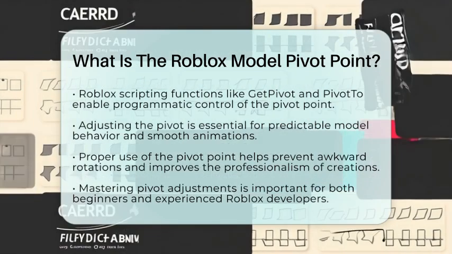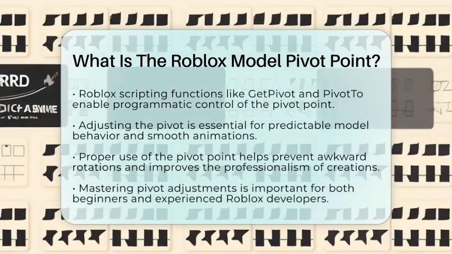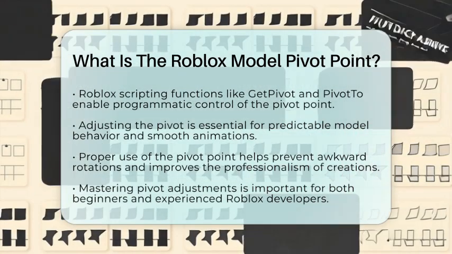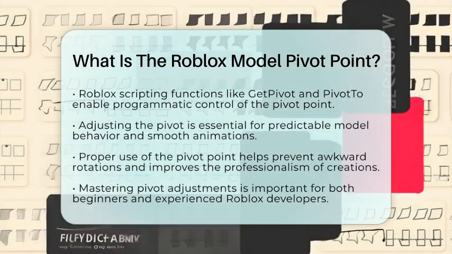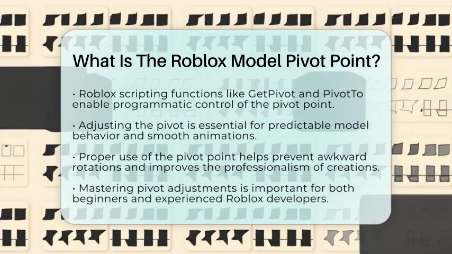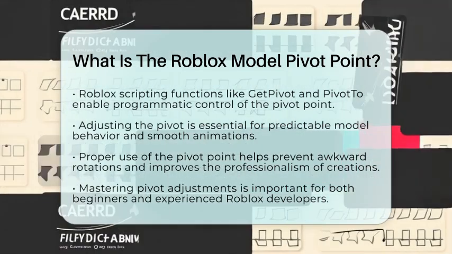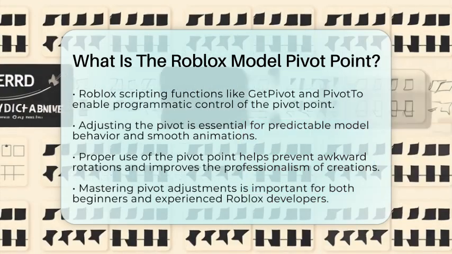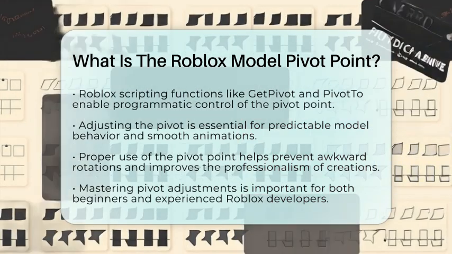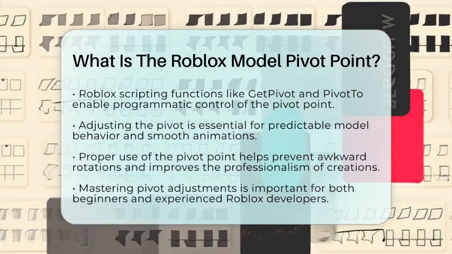In short, the Roblox model pivot point is the core of how your models transform. You can view, move, and script it to make your building and design process smoother. Mastering this concept is essential for both beginners and experienced developers working on Roblox.